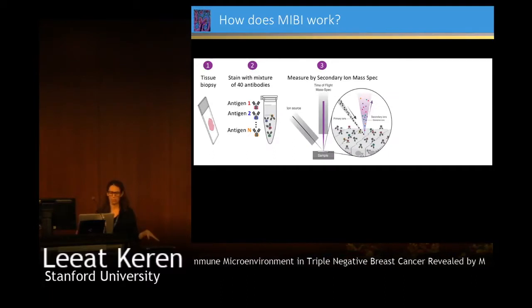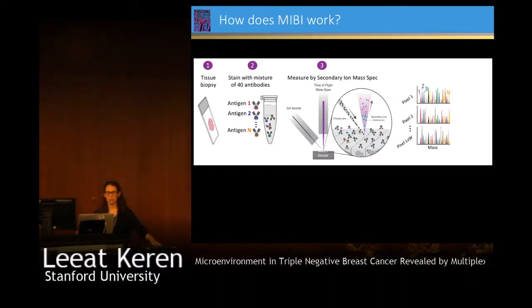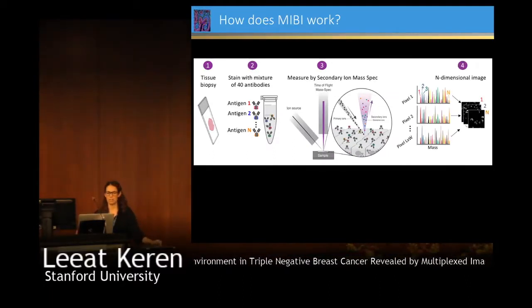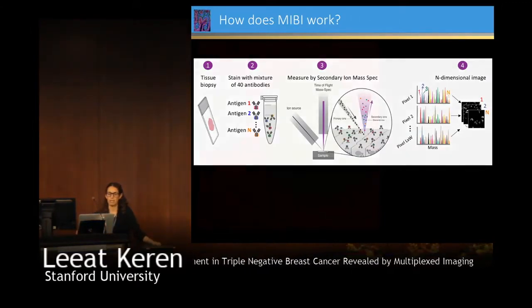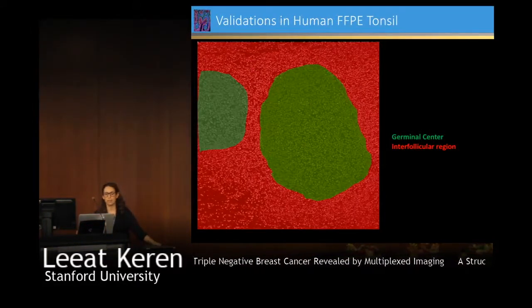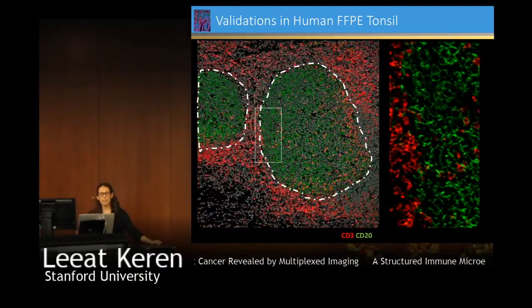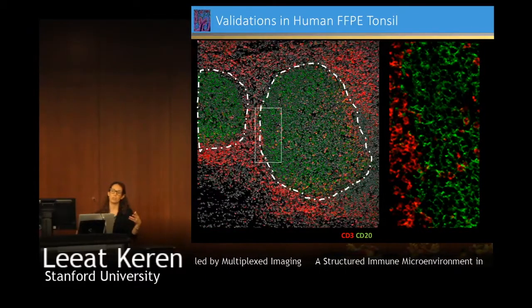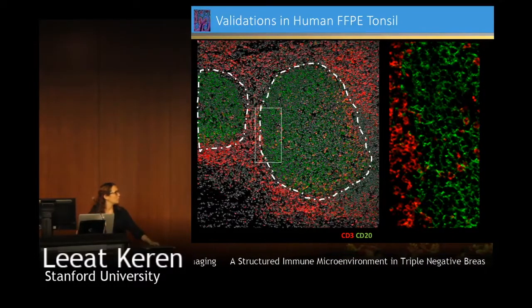And here are some examples for how MIBI data looks like. And this is validations in human FFPE tonsil. And just for clarity, I've outlined here the germinal center in green and the interfollicular region in red. And here you can see expression of CD3 and CD20. Importantly, all of the markers that I'm going to show you were acquired in a single experiment. I'm just showing them as individual color overlays. And you can see here CD3 as expected, expressed in the interfollicular zone, CD20 expressed in the germinal center.